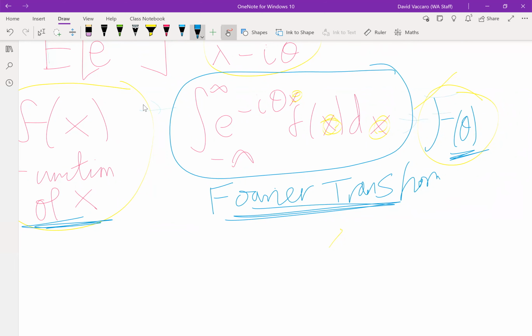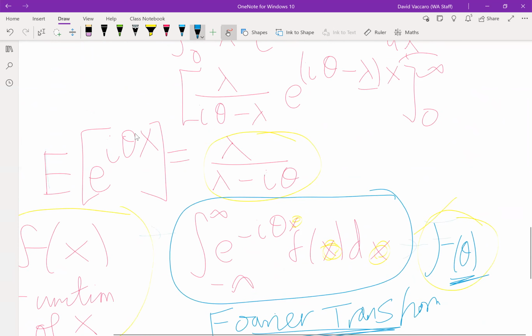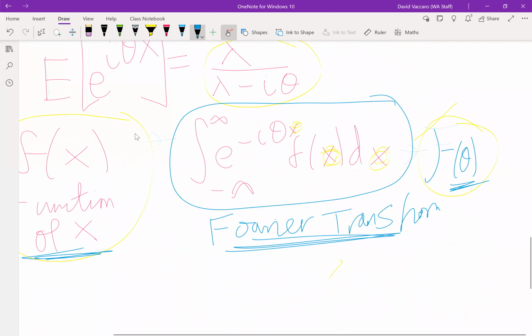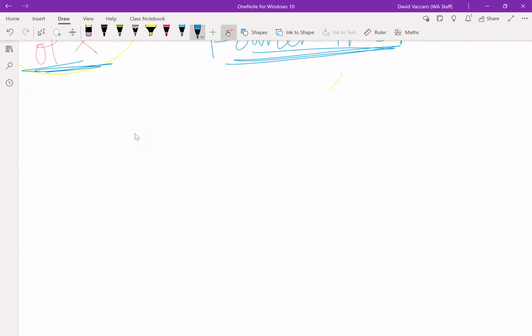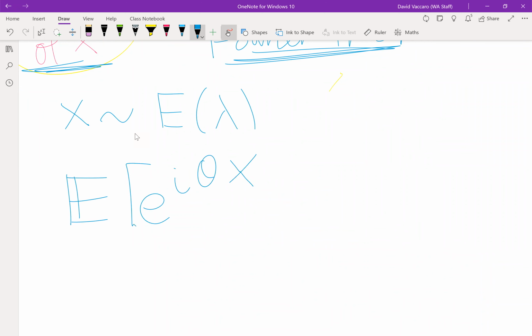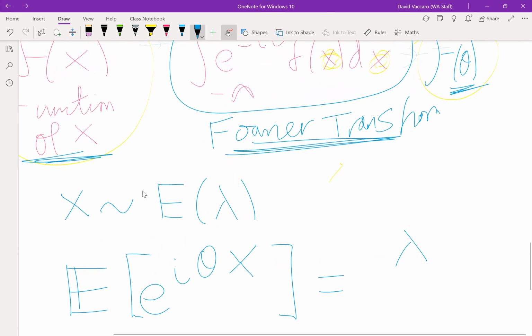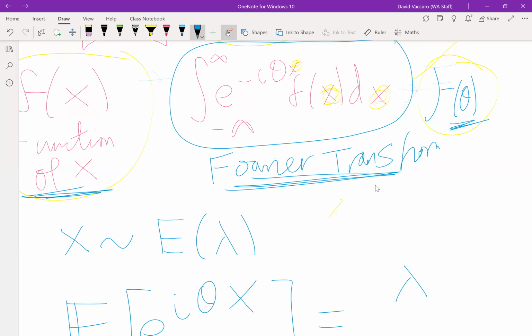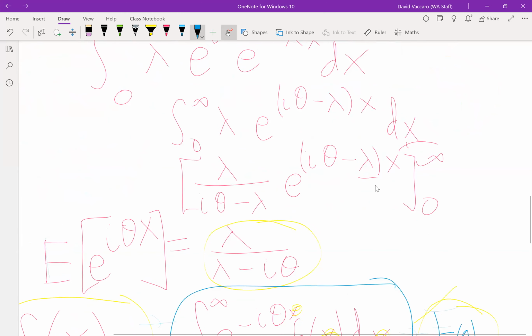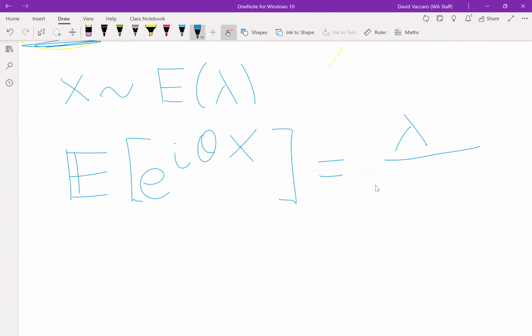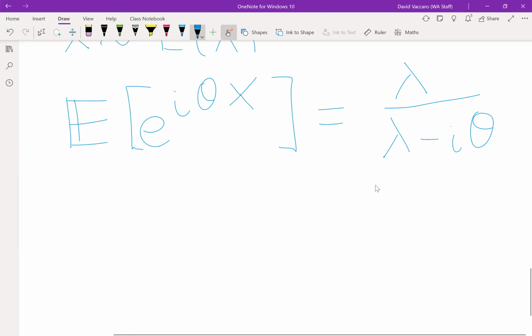Right, let's look at how this function of theta might be useful. So what we've shown is that if X is exponentially distributed with parameter lambda, then my Fourier transform, which is the expectation of e to the i theta x, is equal to lambda over lambda minus i theta. Okay.